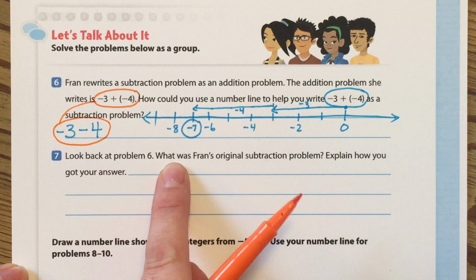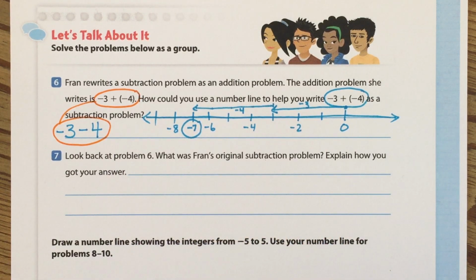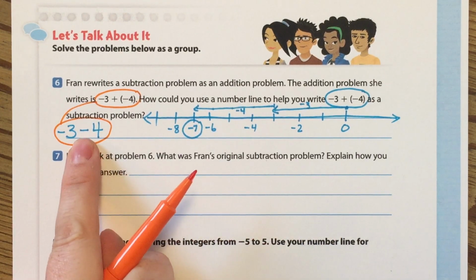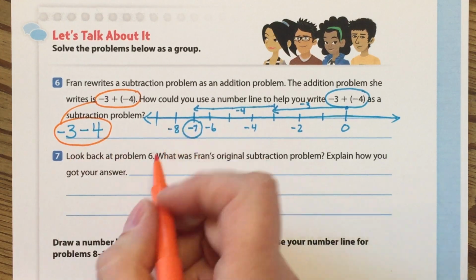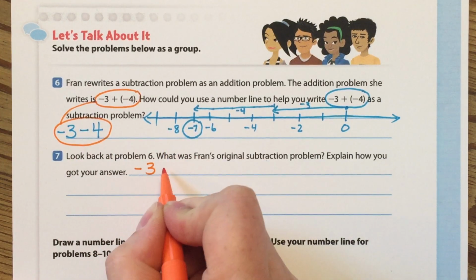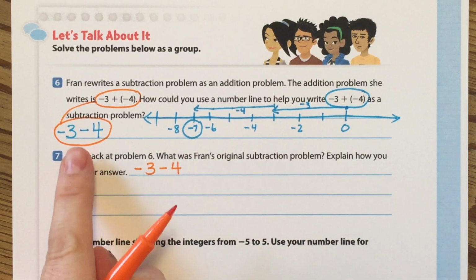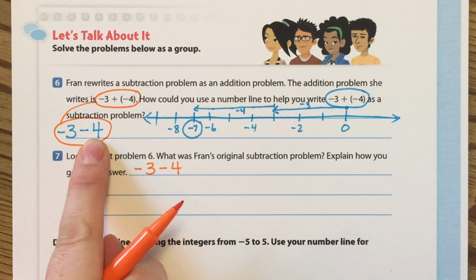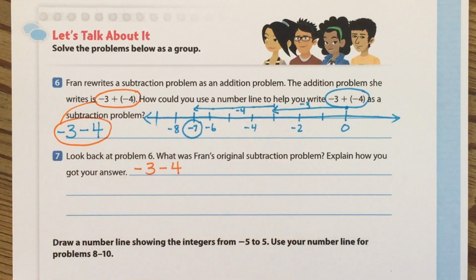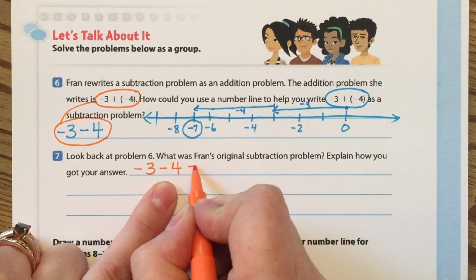So look back at problem 6. What was Fran's original subtraction problem? So we kind of gave you the answer here. The original subtraction problem was -3 minus 4. And if you want to check your work, you could apply keep, change, flip to this and see if you land right here. So remember, we do keep.